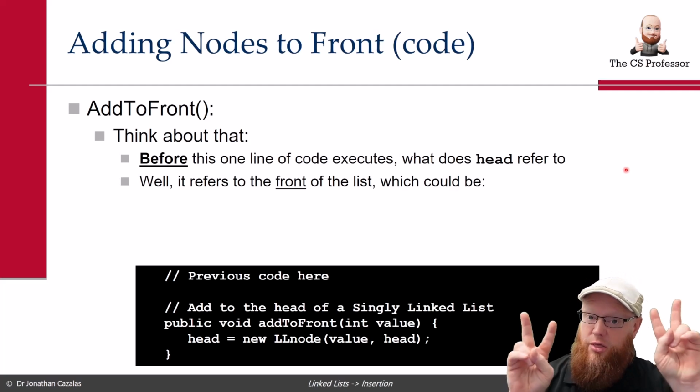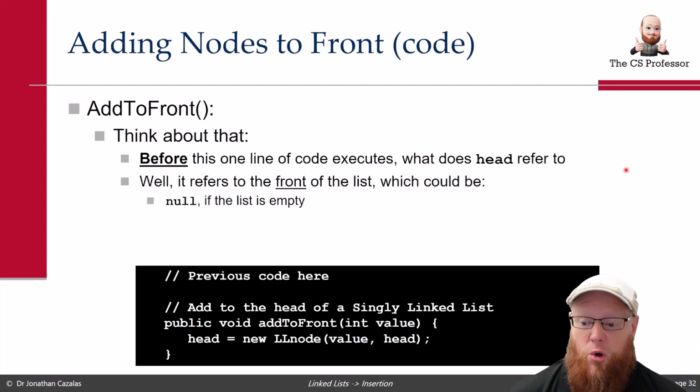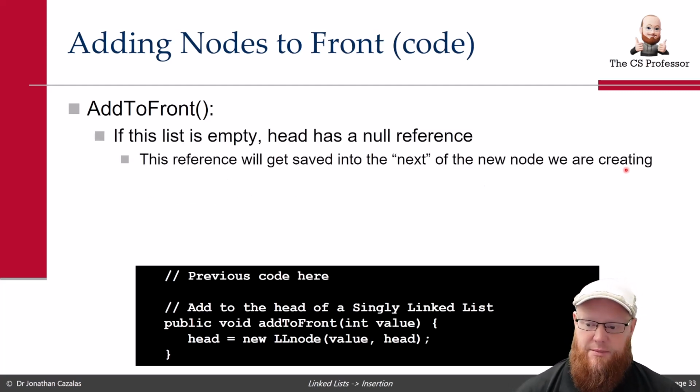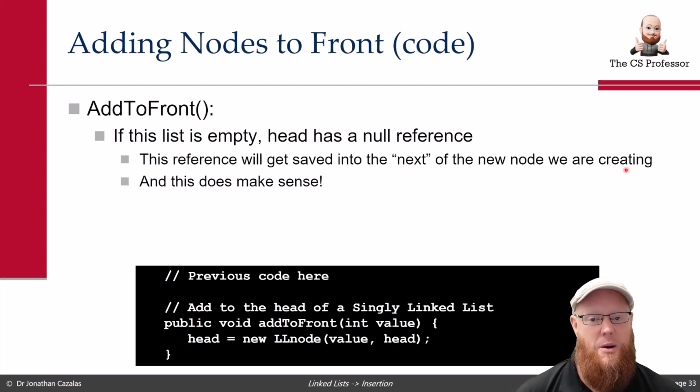It pointed to the front of the list, which could have been null if the list was empty, or it pointed to the first node if the list was not empty. So if the list is empty, head currently has a null reference, right? This reference will get saved into the next of the node that we are creating. That should now make sense.